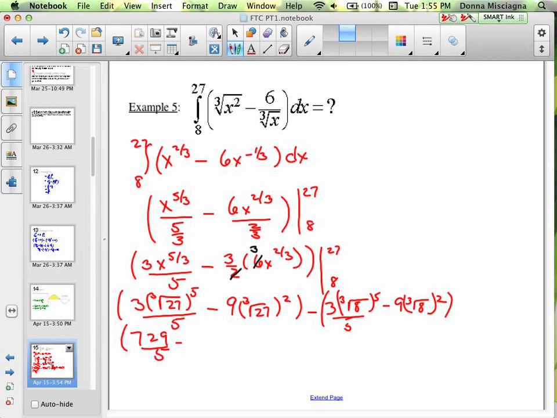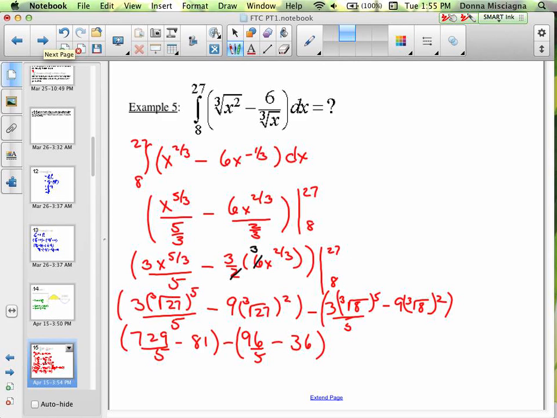Minus, and the cube root of 27 would be 3. 3 squared is 9. 9 times 9 is 81. Minus, and the cube root of 8 is 2. 2 to the 5th power is 32 times 3 would be 96. So 96 fifths. Minus, cube root of 8 is 2. 2 squared is 4 times 9 is 36.